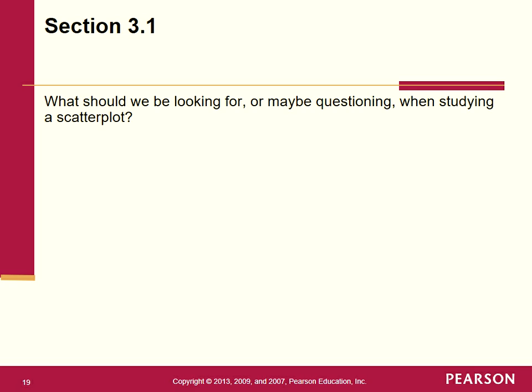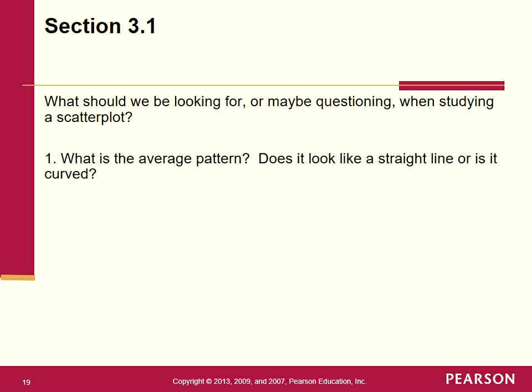What should we be looking for, or questioning, when studying a scatter plot? We shouldn't just make a scatter plot, say okay, there it is, and not look at it. We should take a couple of minutes and see what the scatter plot is telling us. So one, what is the average pattern? Does it look like a straight line or is it curved? We just talked about that.